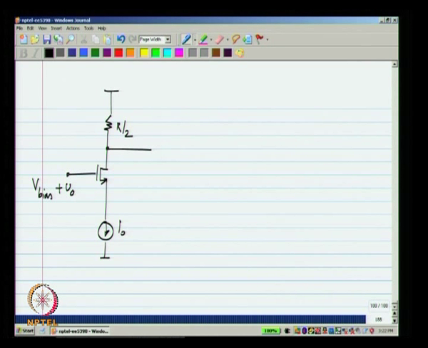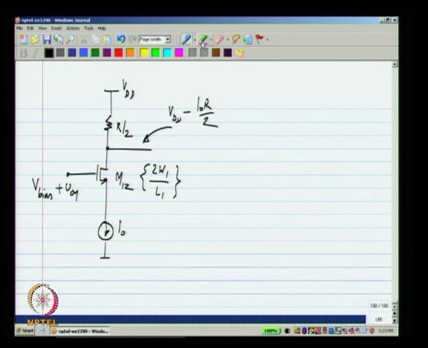I have V bias plus VCM, and this is M12, the combined transistor, which has a width of 2 times W1 and a length of L1. Now, it is very obvious in this that VCM has no effect on the output voltage, because the current I naught has to flow into the source and also out of the drain. So, the voltage at this point will be VDD minus I naught R by 2 independently of the voltage VCM.